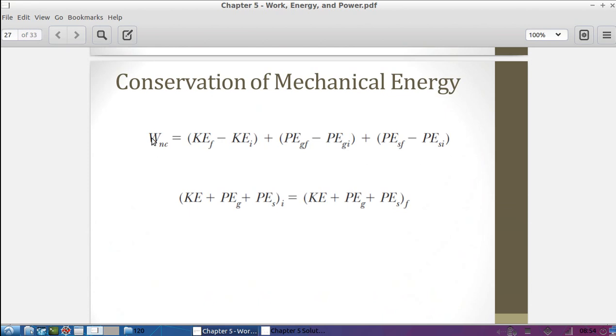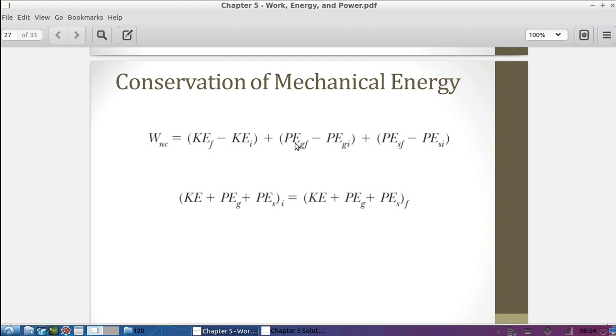And if you notice this equation, if I set this equal to 0, and I take all my initial terms and put them on one side, all my final terms on the other, I get this equation. So this is my work energy theorem: work done by a non-conservative force changes the total mechanical energy of the system. Notice this is delta K, this is delta gravitational potential, this is delta spring potential, final minus initial.